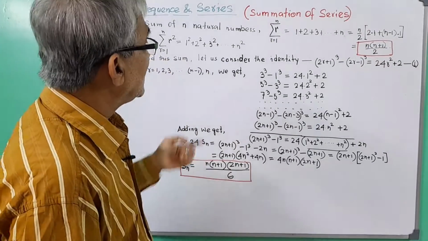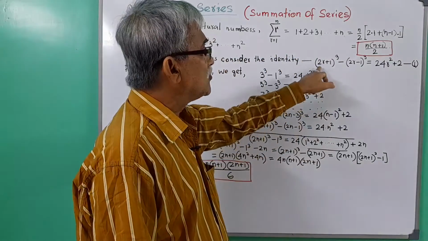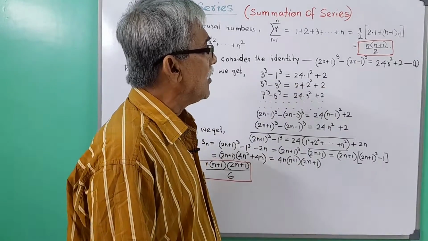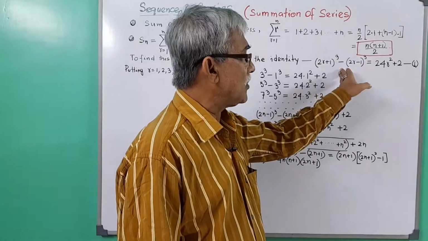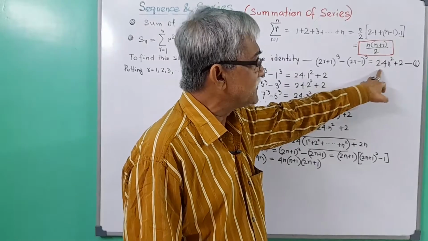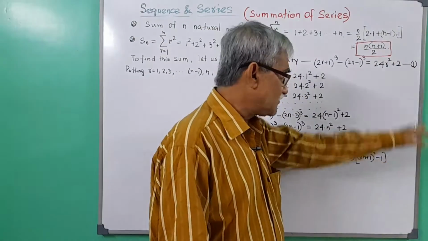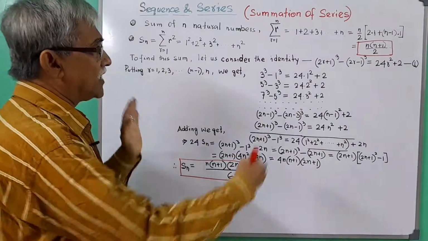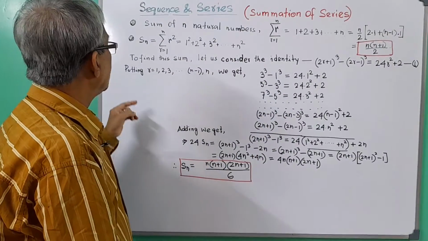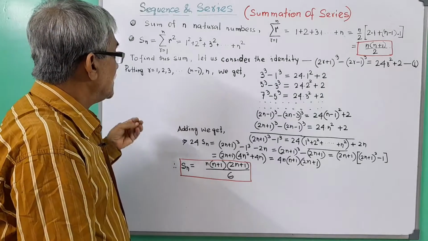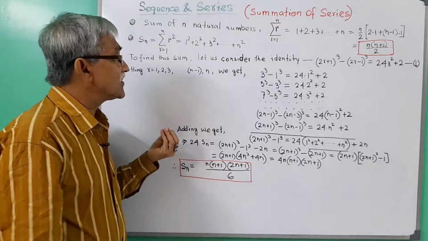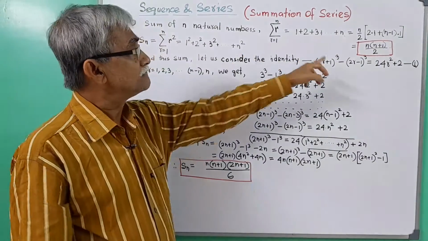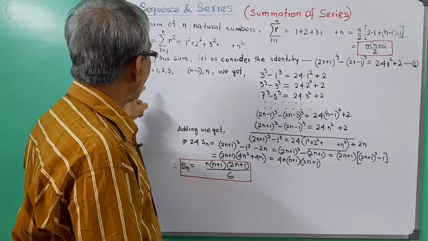To find the sum, let us consider the identity (2r plus 1) whole cube minus (2r minus 1) whole cube. If you work it out, it happens to be 24r square plus 2. So mark this equation as 1. Now because it's an identity, both sides will be equal. Put the values of r as 1, 2, 3 respectively up to n minus 1, and finally n.